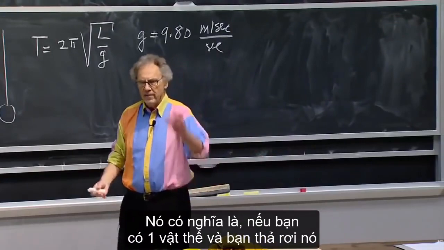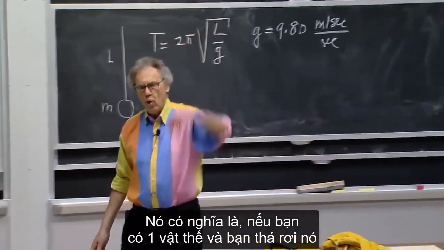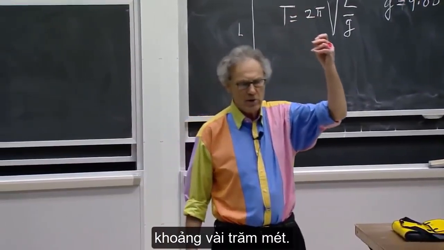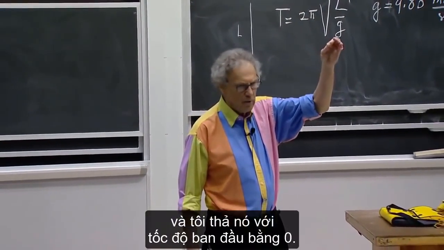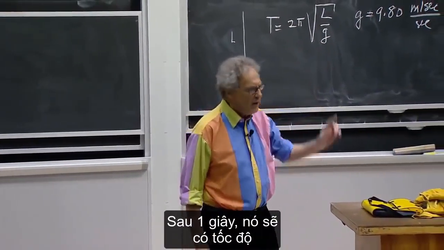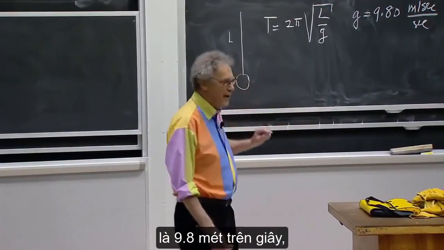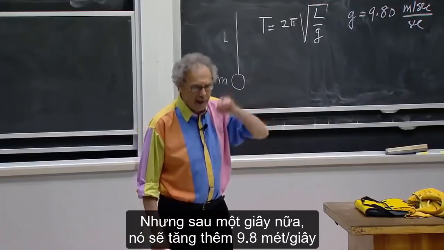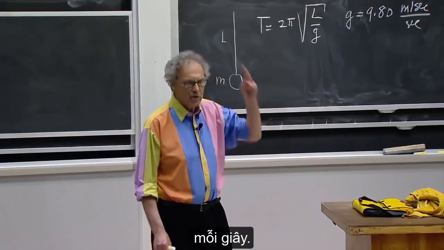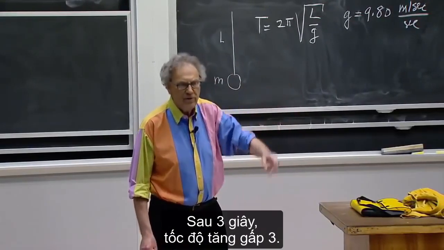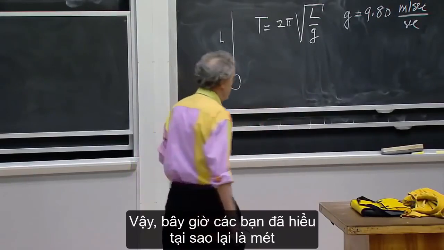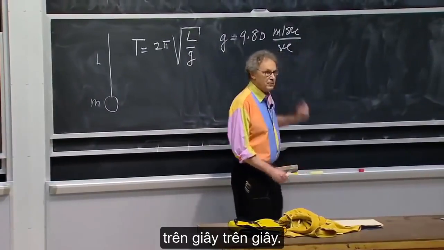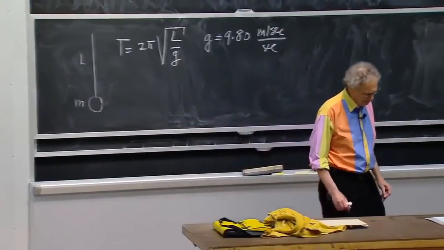What that means is that if you have an object and you drop it from a very large altitude, very high, a few hundred meters high, and I drop it with 0 speed, after 1 second, it will have a speed of 9.8 meters per second. But after another second, it will add to that 9.8 meters per second, so it's twice that. And after 3 seconds, it's three times that. So now you understand why it is meters per second per second. And so that's the meaning of G.